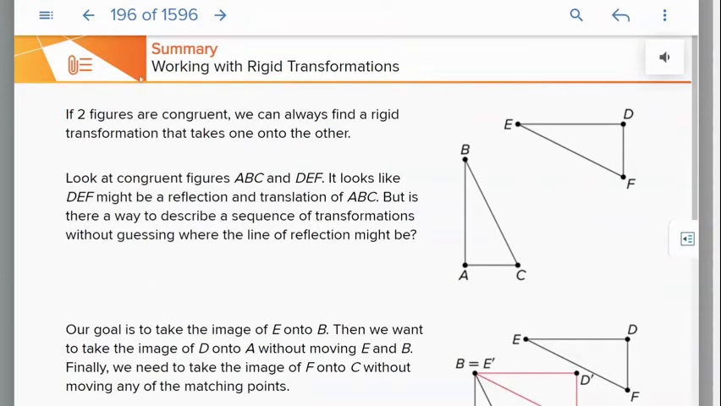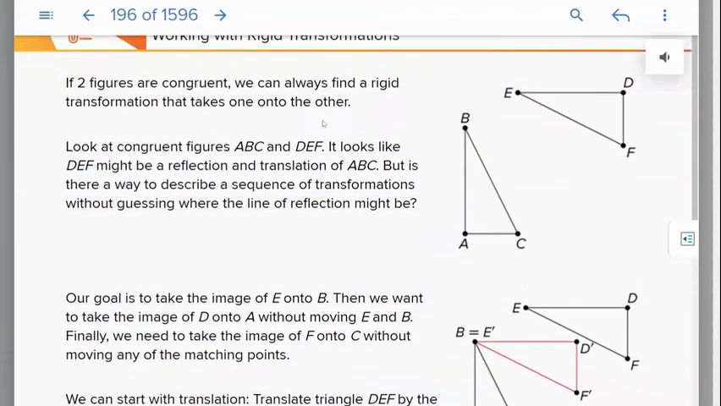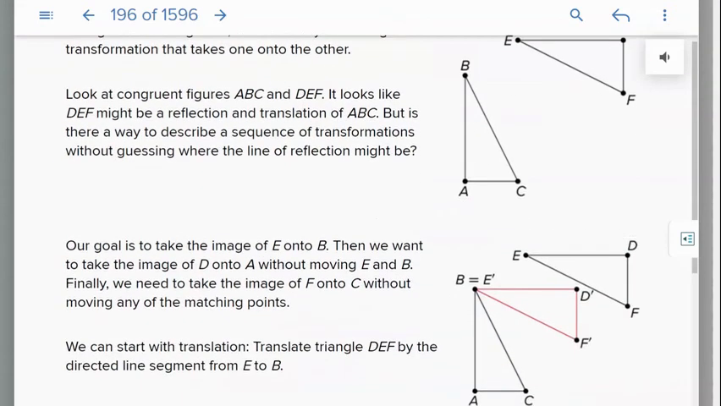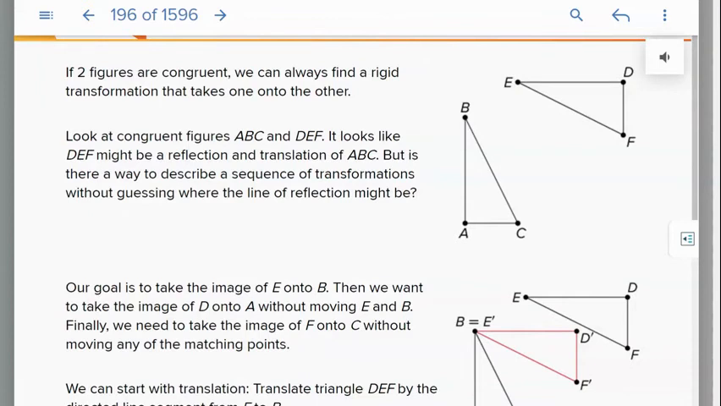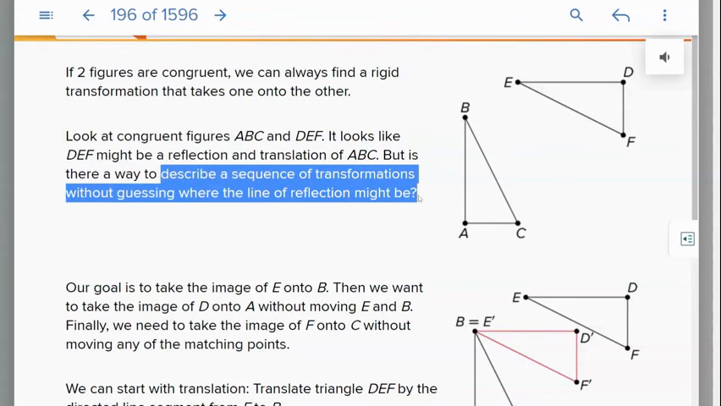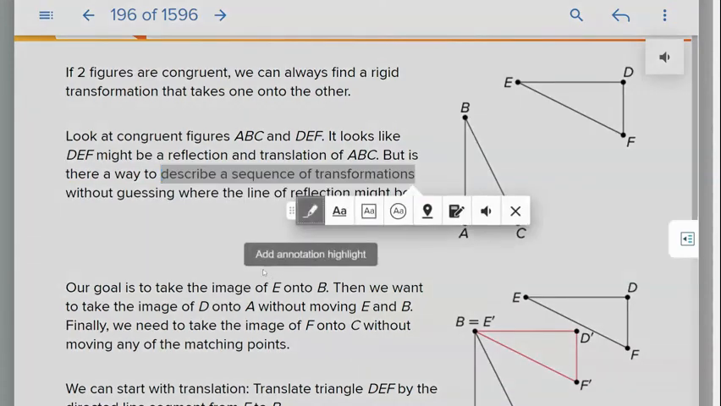So our summary, working with rigid transformations. If two figures are congruent, we can always find a rigid transformation that takes one onto the other. For example, from ABC to DEF. It looks like they're giving us those two triangles, and they're saying there is a way to describe a sequence of transformations without guessing where the line of reflection might be. Okay, so let's see.